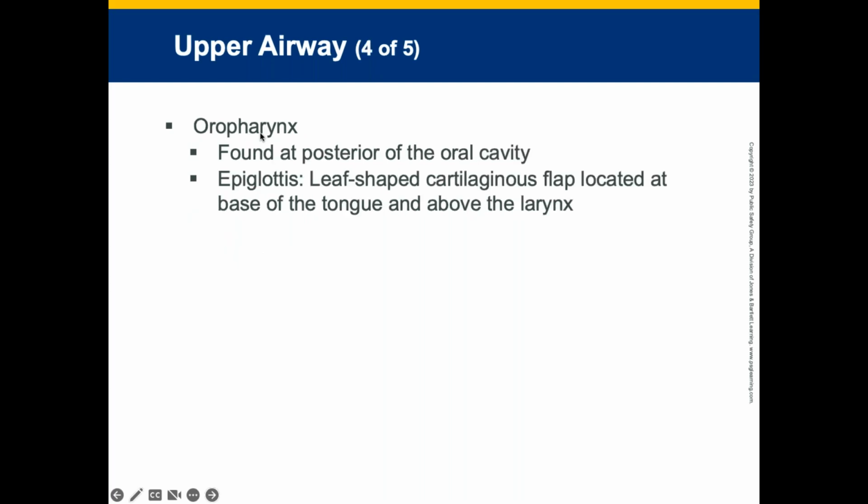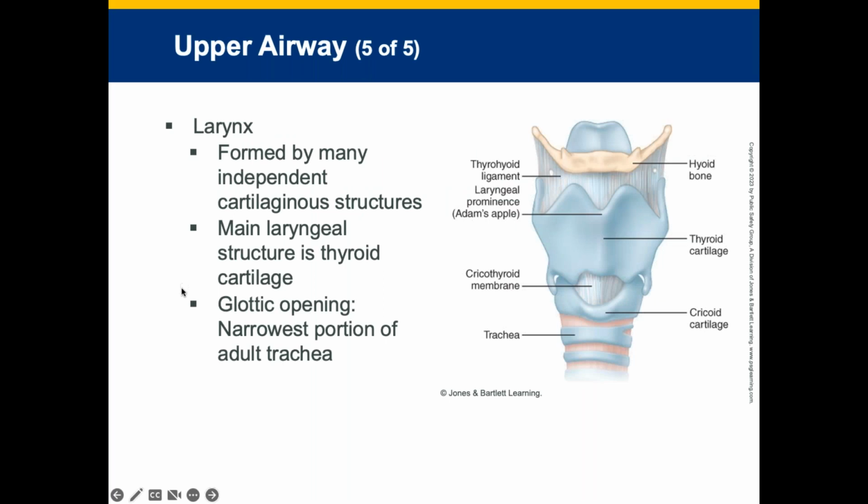So the oropharynx, which is part of the throat found in the posterior of the oral cavity. The epiglottis is a leaf-shaped cartilaginous flap located at the base of the tongue and above the larynx. Let's go into here. So the larynx, which is formed by many independent cartilaginous structures, the main laryngeal structure is the thyroid cartilage, and the glottic opening is the narrowest portion of the adult trachea, right? So why is this important?